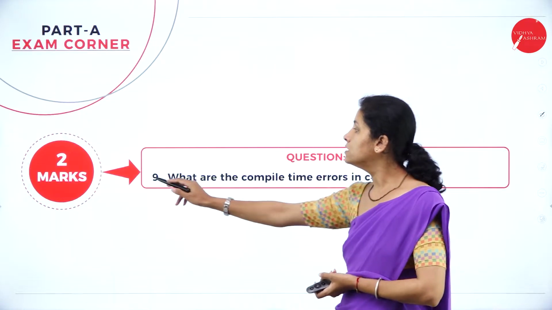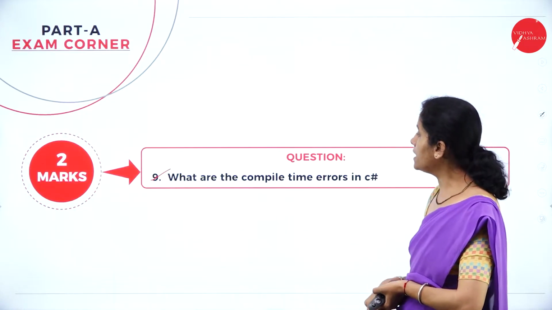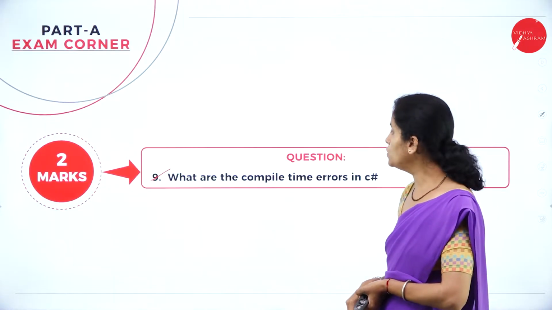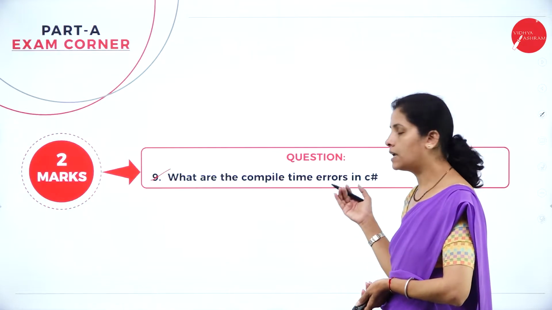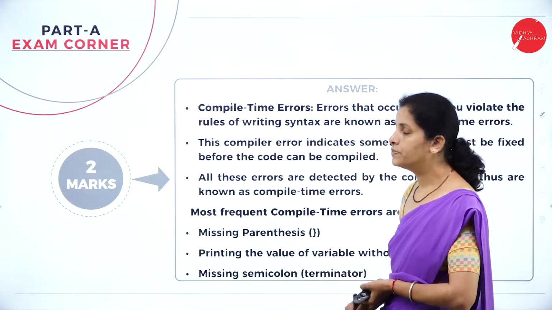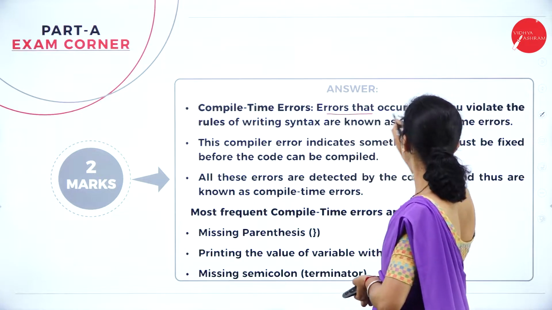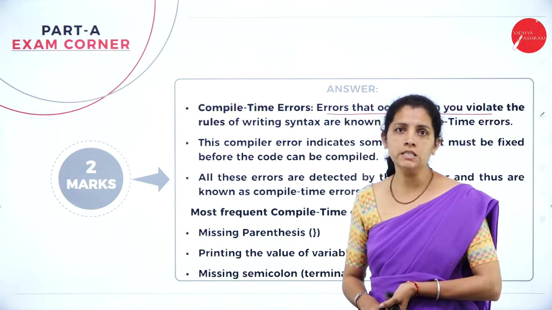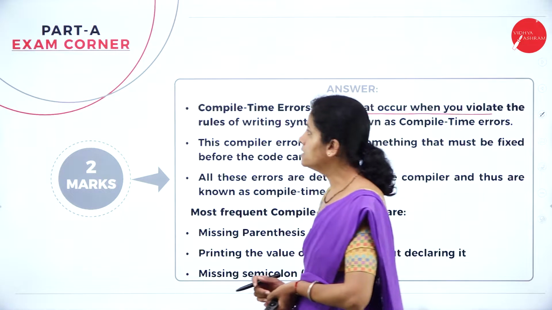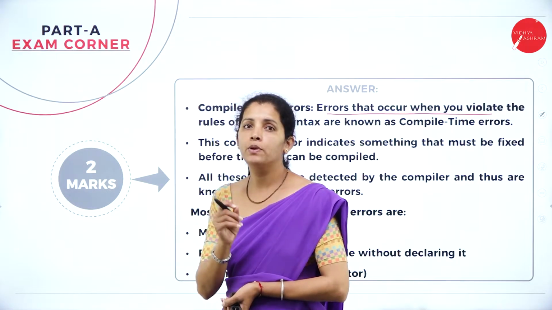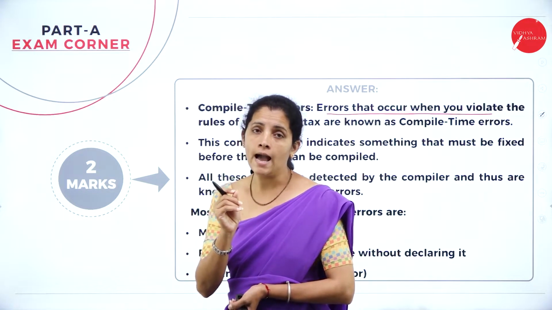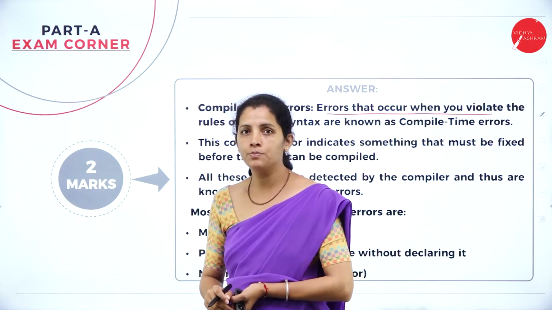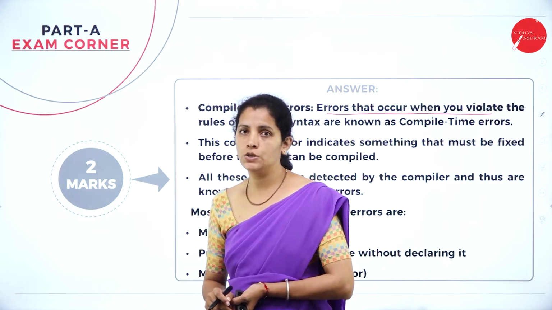Now, the next question here is, what is a compile time error in C#? So I want to tell what a compile time error in C# is. Compile time errors occur when you violate the rules of writing syntax. So dear student, think that I am using the C# programming language to write the program. And if I consider C# programming, it is case sensitive.